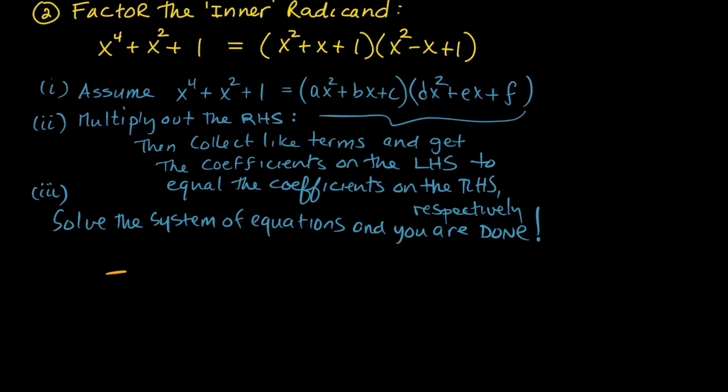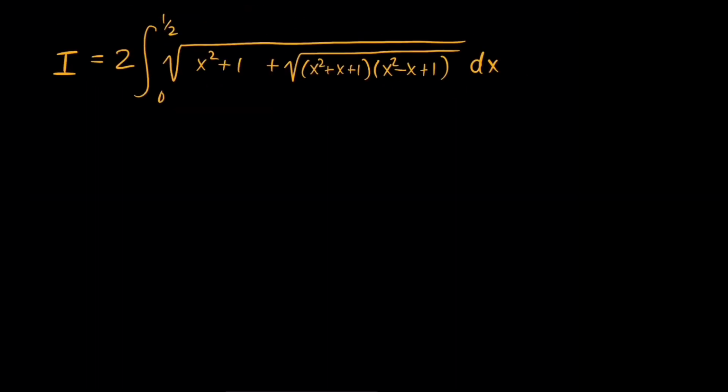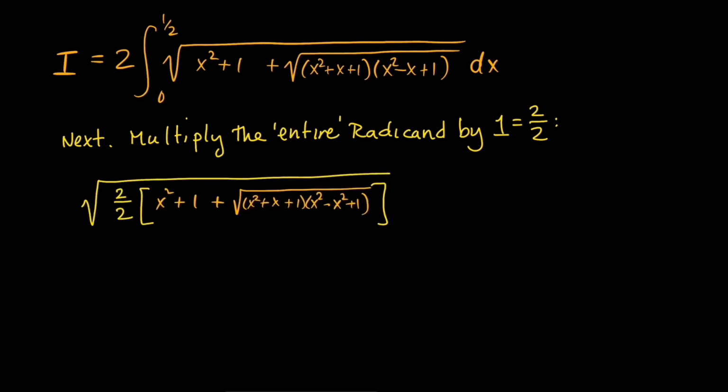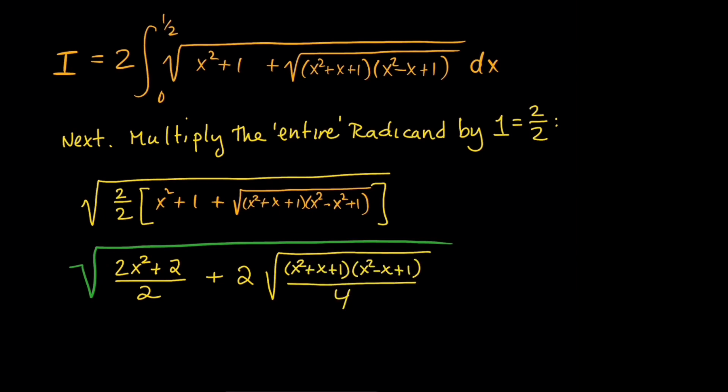Now that we know how that thing factors, we can rewrite our integral as 2 times the integral from 0 to 1/2 of the square root of x squared plus 1 plus the square root of those two factors. Now next we're going to do a little clever trick here, and we're going to multiply the entire radicand by a fancy form of 1, namely 2 over 2. So multiplying the first part of that, we'll distribute the 2 over 2 in there. That'll give us 2x squared plus 2 over 2 plus 2 times, and the denominator of that second one I'll absorb into the inner radical, so it'll have to be 4.